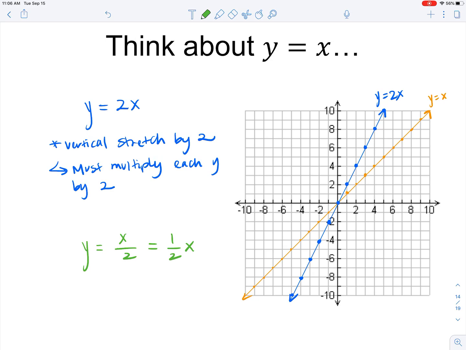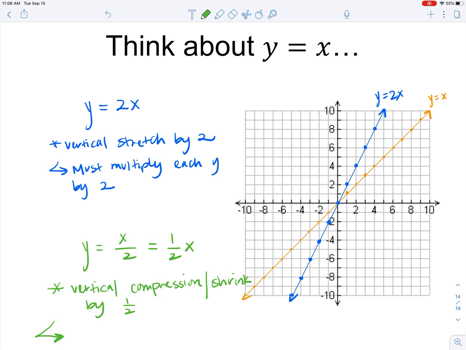Okay, and now for the equation that I have in green here, y equals 1/2 x. The parent function is being vertically compressed by 1/2. It's a vertical compression or shrink by 1/2. And you have to be careful.